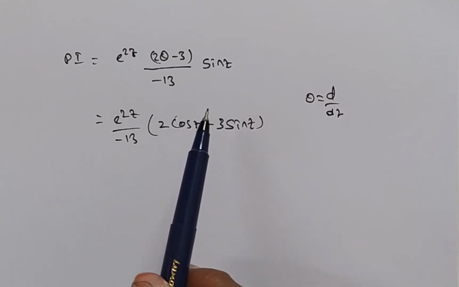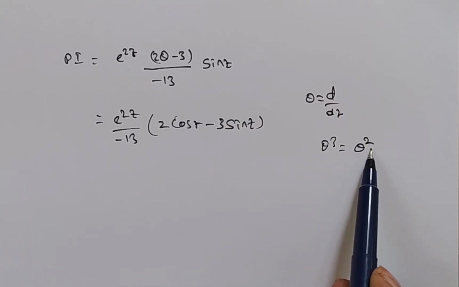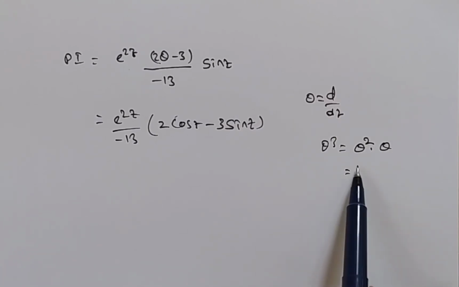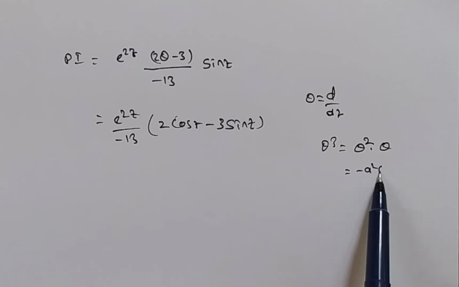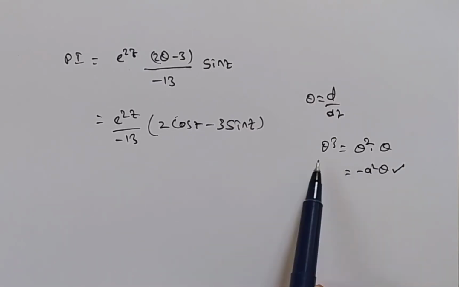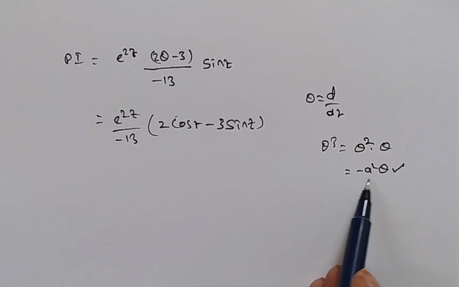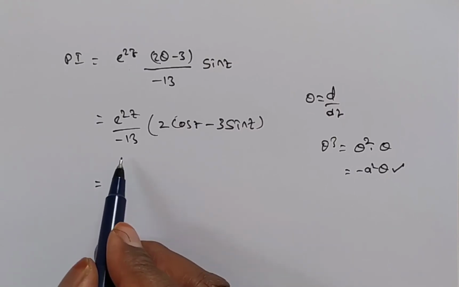Sir, if it is a D cube term, what do we have to do? If a D cube term is there, you write down D square into D. So in place of D square, you have to write minus a square into D. So if the numerator is containing D cube, not an issue. But if the denominator is containing it, again you have to do the rationalization after simplifying up to this. Clear?